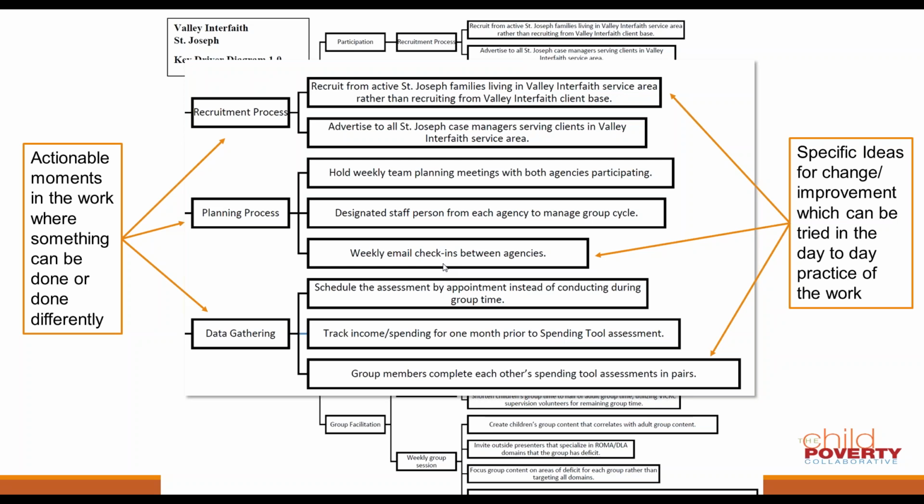And then thirdly, down here, group members complete each other's spending tool assessments in pairs. I don't know what the social dynamics of that would be and whether or not it would work well or how it would work, but I have a bunch of learning questions about that, and I can try it out. I can try it first as a simulation, a couple people in the office. I could try it with a couple of group members just one time. I don't necessarily have to implement that forever and always. I can try it before I buy it, so to speak. I can really give it a go for a couple of sessions, learn how to make it work well, or learn that it doesn't work well and abandon it.